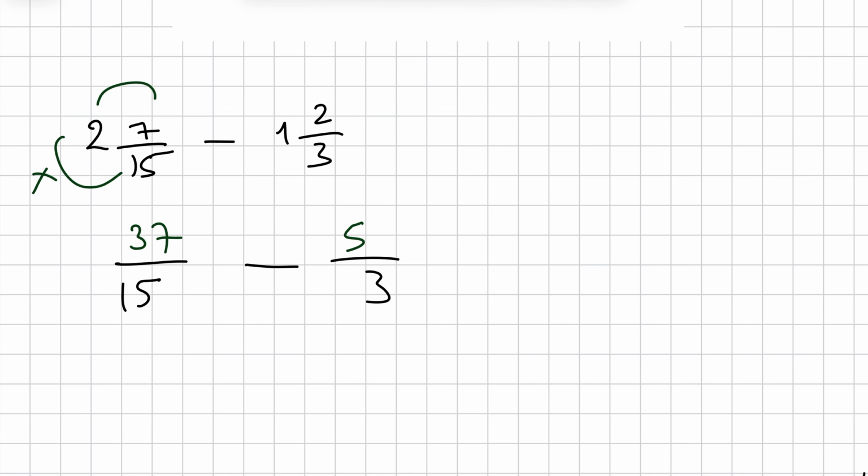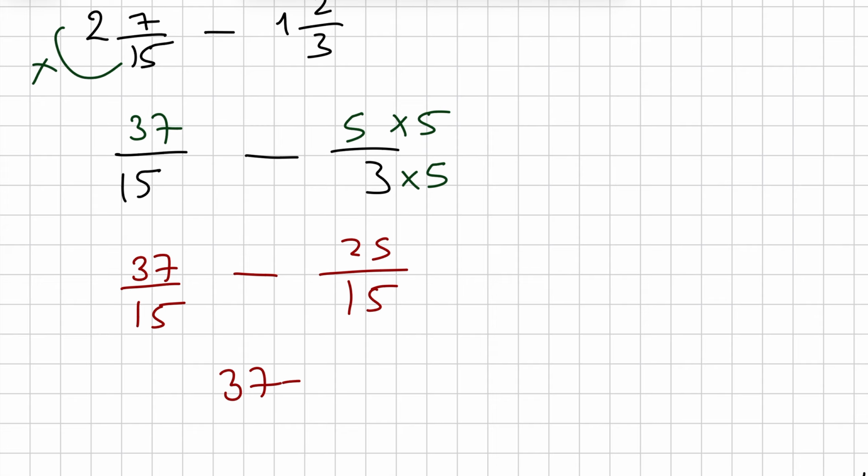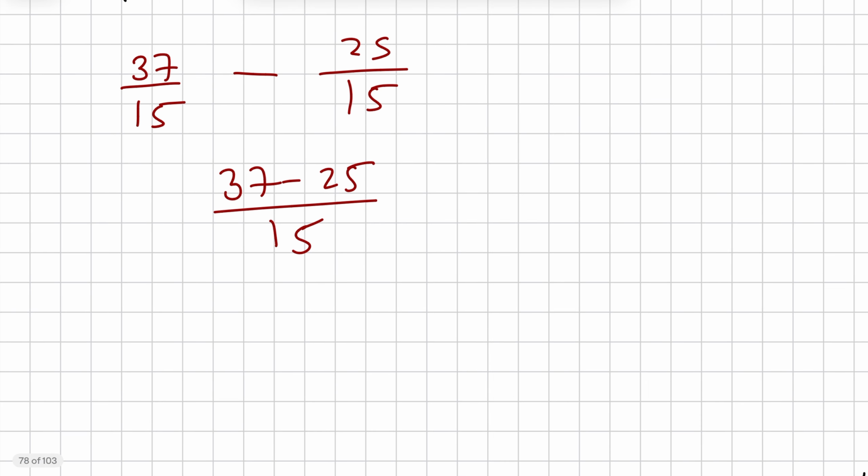We do have to make the denominator the same here, because the denominators aren't the same. So we're going to have to multiply this by 5 and this by 5 as well, because it keeps them balanced. So we have 37 there, 15 below. Subtract, we're going to have 25 over 15. And when you do 37 minus 25 over 15, the answer obviously is going to be 12/15.